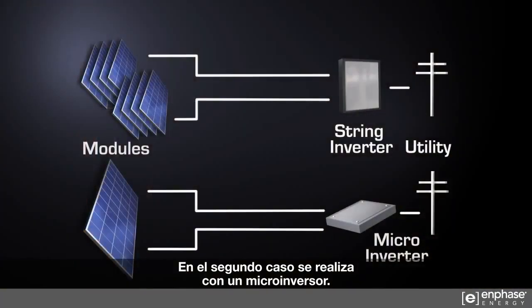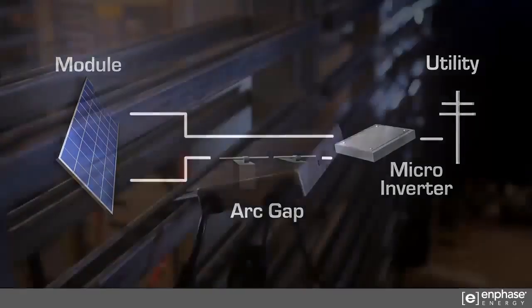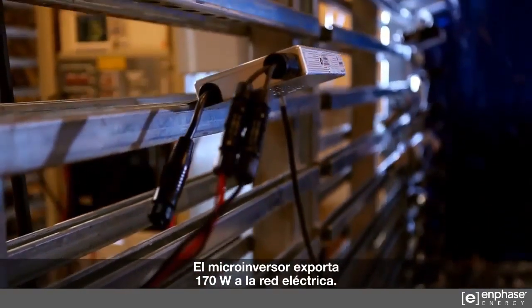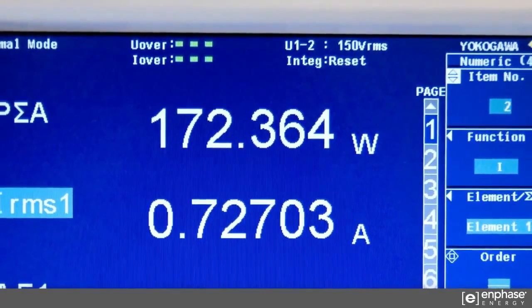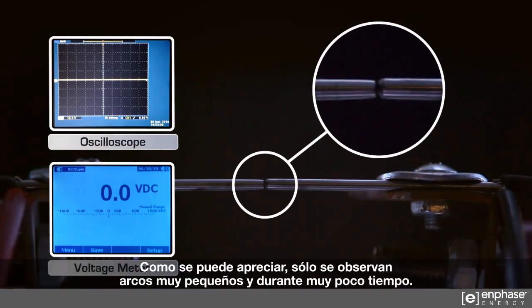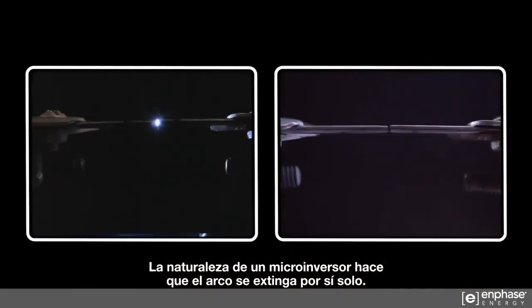The second case illustrates a microinverter scenario. The microinverter is exporting 170 watts to the grid. As you can see from this scenario, only the smallest of arcs is visible, and for a very brief moment. The nature of a microinverter is that the arc is self-extinguishing.